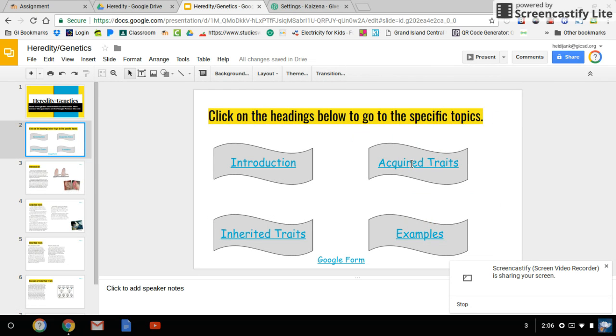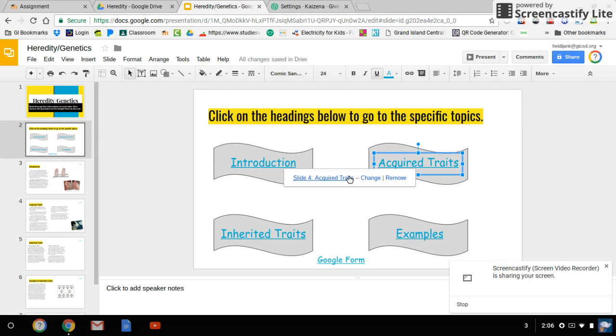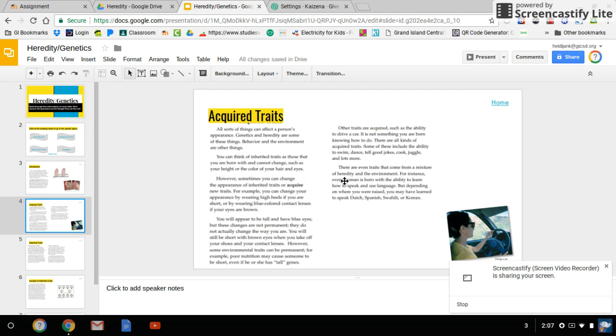And we'll start with acquired traits. It says acquired traits. All sorts of things can affect a person's appearance. Genetics and heredity are some of these things. Behavior and the environment are other things. You can think of inherited traits as those you are born with and cannot change, such as your height or the color of your hair and eyes. However, sometimes you can change the appearance of inherited traits or acquire new traits.